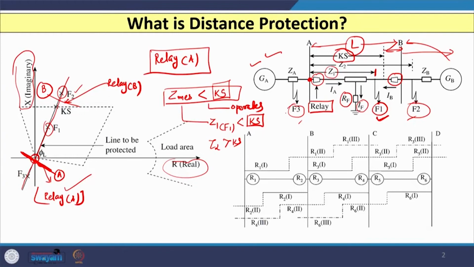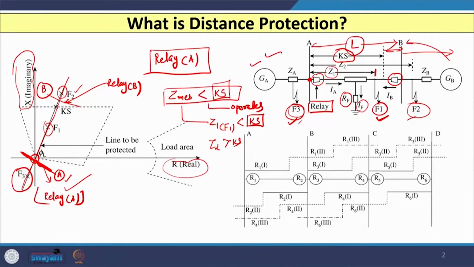Similarly, if I consider the fault at F3 for the relay located at A, that is at this end, then the F3 fault falls on the reverse side of this. So, it will be in the third quadrant and hence the relay is not able to sense this fault because it is in the reverse direction. So, the relay does not operate. The relay will operate only and only in its first zone, only and only when the measured value of impedance is less than the set value of impedance.